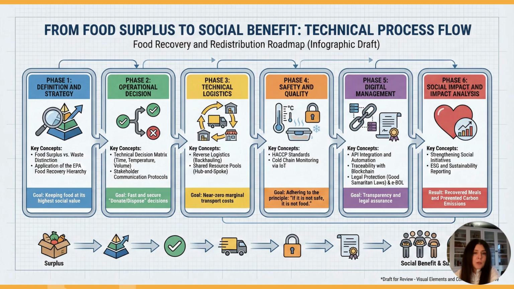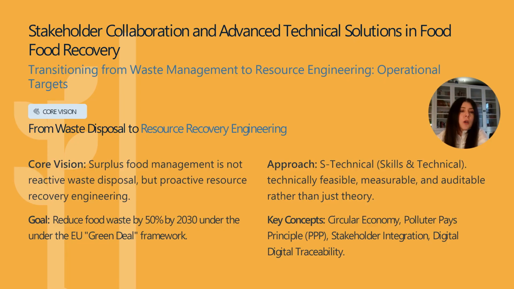Now let us begin our presentation with the first step of this technical journey. Our goal is clear: to reduce waste by 50% by 2030 under the European Green Deal. This is not a nice to have target. It's an industrial revolution requiring a radical technical transformation in supply chain management.